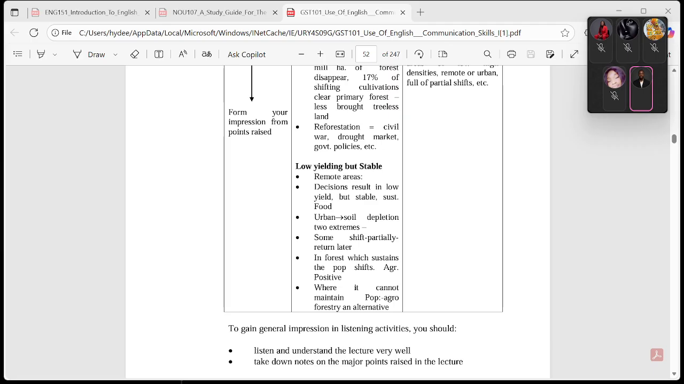All right, so check this example. It says the example of shifting cultivation illustrates that an overall impression often acknowledges complexity.